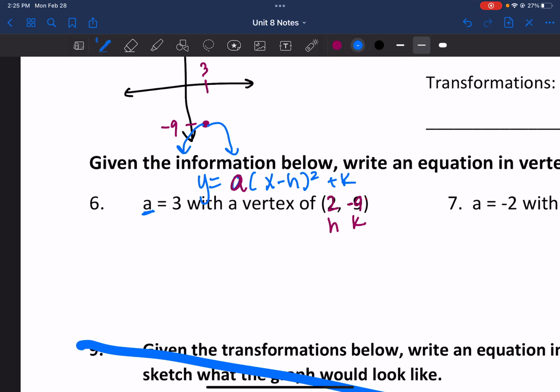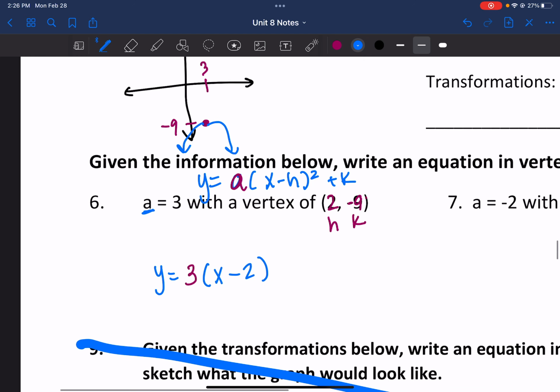So let's go ahead and write it. This is how easy it is. So we're going to write Y equals, my A value is 3, and we have X minus 2. Oops, sorry. This is what I'm substituting in. 2, and then squared minus 9. And that's it, right? 3 goes there, 2 goes here, becomes negative when I plug it in the formula, and then -9 on the outside. And that's substituting it in.